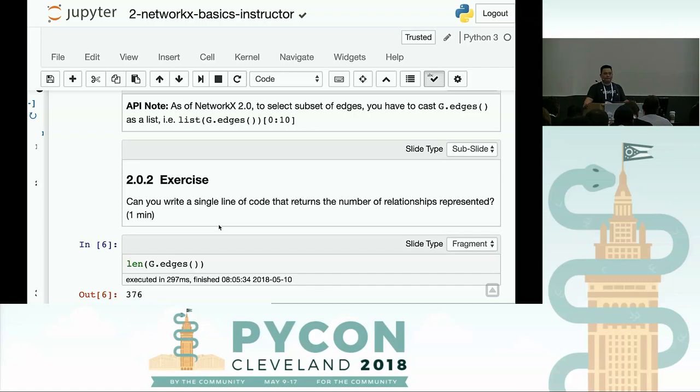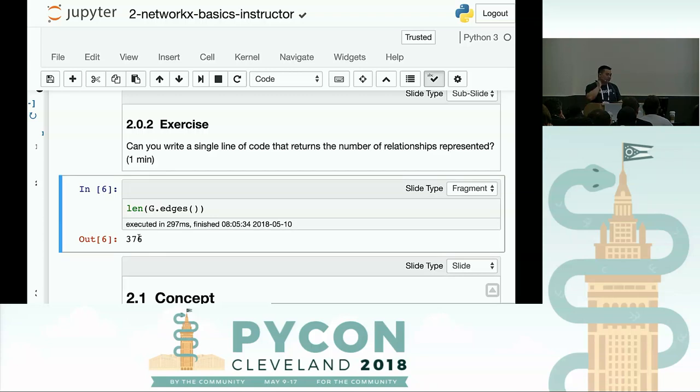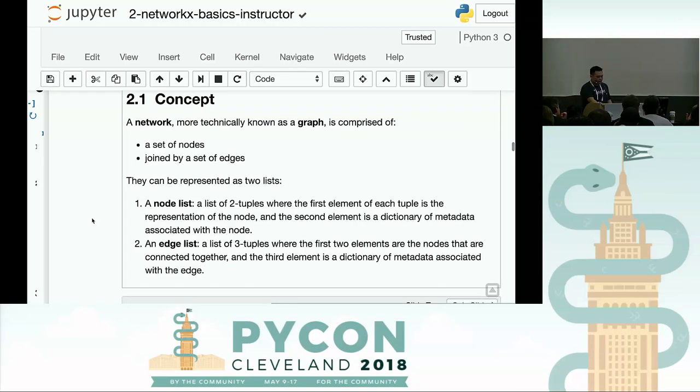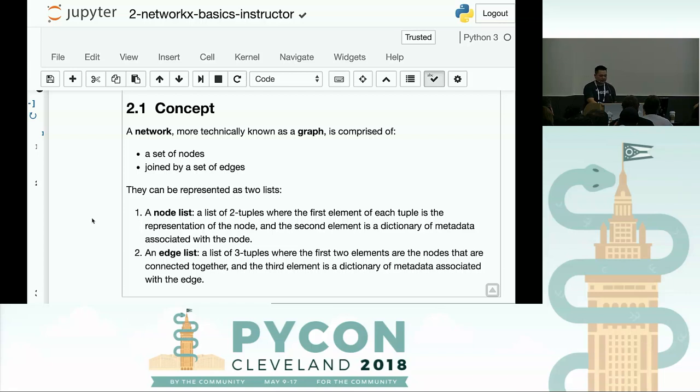Great. Very good. 15 seconds. This is amazing. People got 376? Great. That's exactly how many edges are present. So this is the main idea. A network is a graph that's comprised of a set of nodes. That's why we have the .nodes method. And then we have the .edges method that gives us the relationship list.